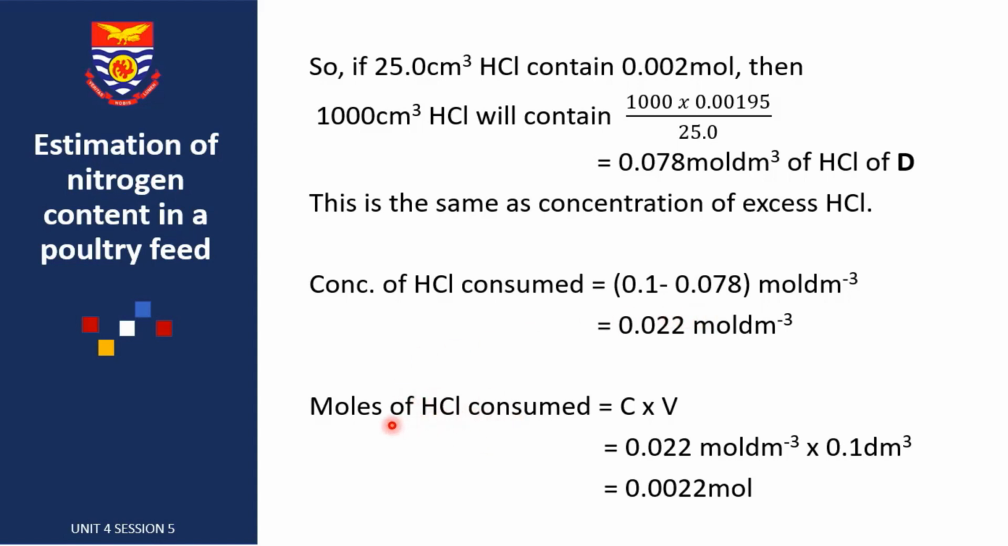We know that moles is equal to concentration times volume. So moles of HCl consumed is equal to concentration of HCl consumed times volume of the HCl that was used to prepare that solution. And so we have 0.022 times 0.1. It was 100 cubic centimeters that was used. So when you convert 100 into decimeters cubed, you have 0.1. And that gives us 0.0022 moles. So this is the moles of the acid that was consumed.